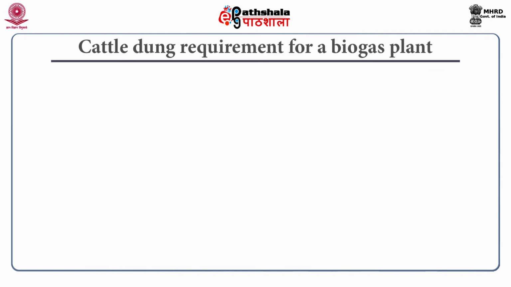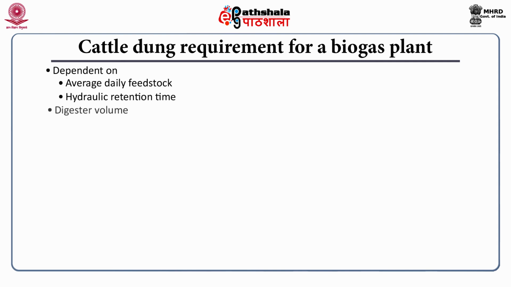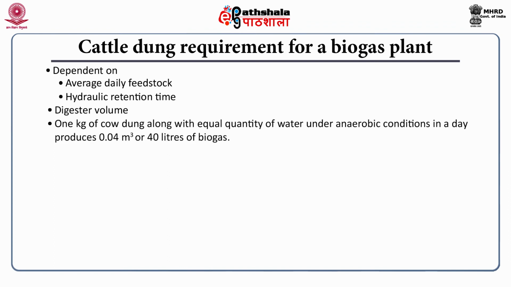Let us see the cattle dung. If cattle dung is used as a feedstock for the biogas plant, how much cattle dung is required? It depends upon the average daily feedstock, hydraulic retention time and digester volume. We can see this with an example. 1 kilogram of cow dung along with an equal quantity of water under anaerobic condition in a day produces 40 liters, or you can say 0.04 cubic meter, of biogas.